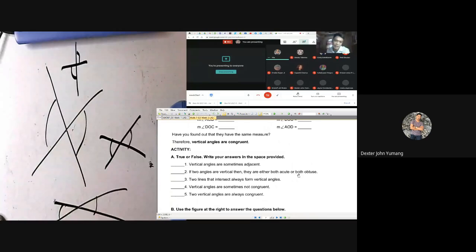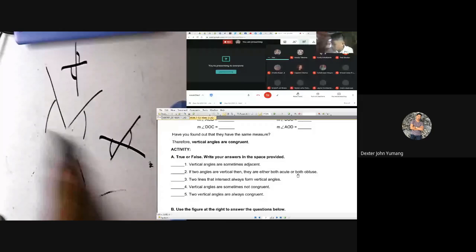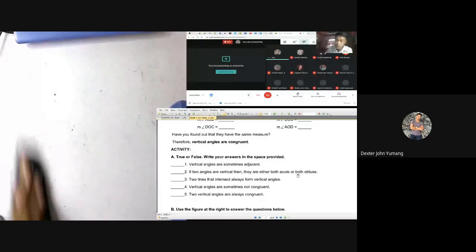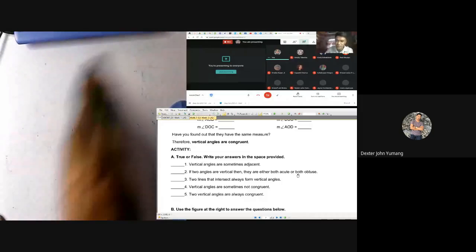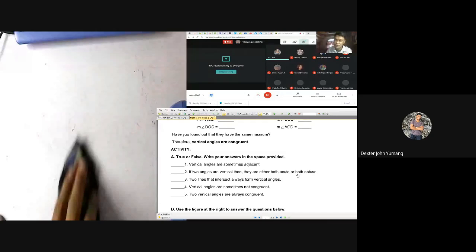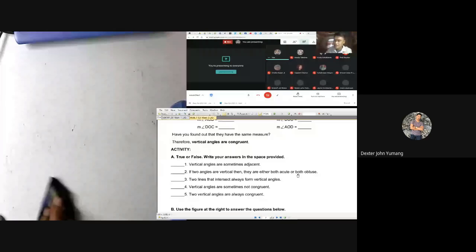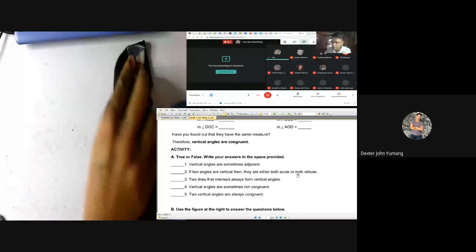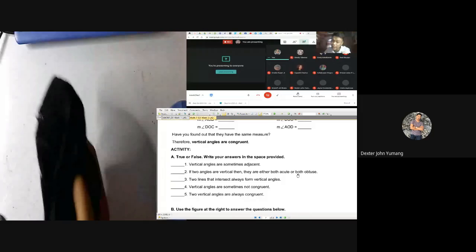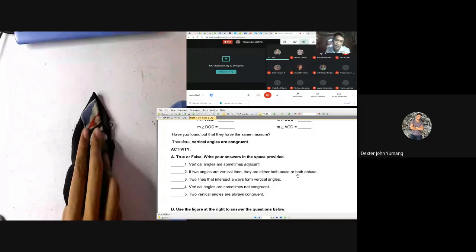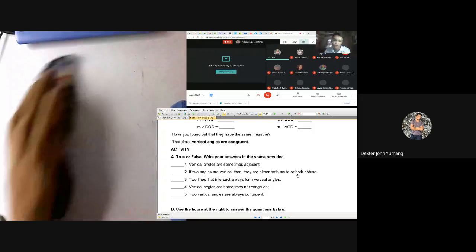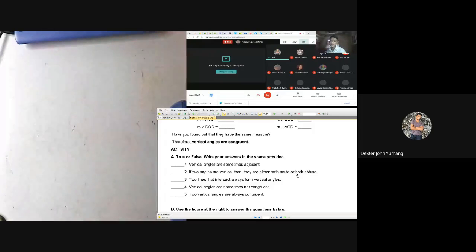Next, number 4. Vertical angles are sometimes not congruent. Sinabi ko kanina na lahat po ng vertical angles are equal. So, ano ngayon ang ibig sabihin niyan? Not congruent. True or false? Next, number 5. Two vertical angles are always congruent. Tulad ng sinabi ko kanina, lahat po ng vertical angles are equal. Now, sinabi po dito, they are congruent. True or false? Okay? Your time starts now in answering.